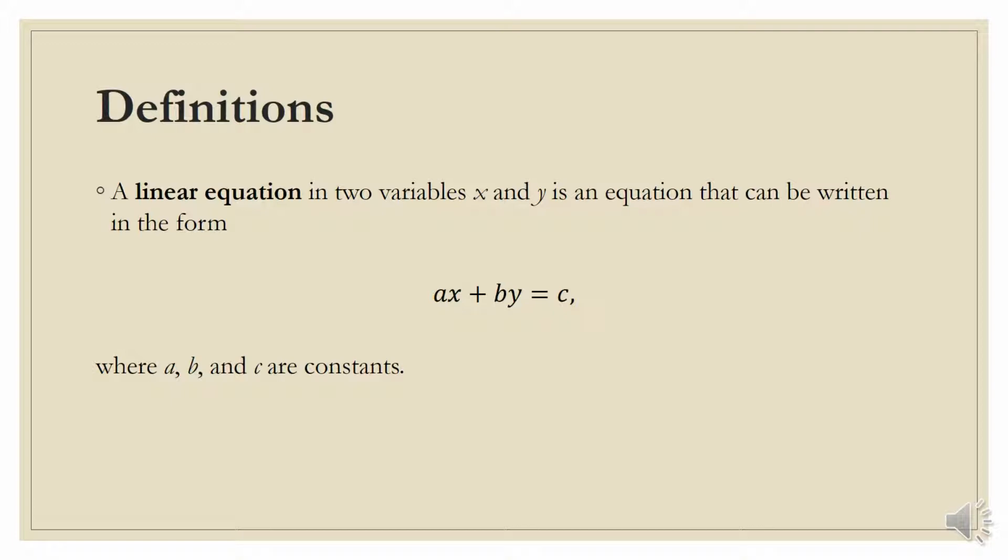The first definition we see here says, a linear equation in two variables, x and y, is an equation that can be written in the form ax plus by equals c, where a, b, and c are constants. Right, so a, b, and c are just numbers. X and y are variables. Variables mean that these numbers will change. So these are just holding the place of whatever number we choose to put in.